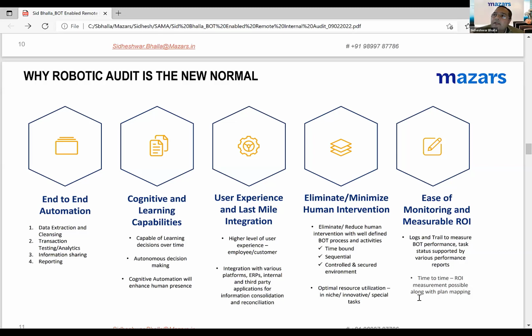So the knowledge that we need to exhibit, whether it's to do with a fraud scenario, the cyber controls, or the data privacy norms and controls around the same, that's something which will be expected to be done by us. And user experience, last mile integration, all of it: a higher level of user experience for employees and customers, minimizing human intervention. And at the end of the day, if a bot is being used, because everything has a cost attached to it, you want to see the return. And it's very much possible. Logs and trail to measure the bot performance that is there.